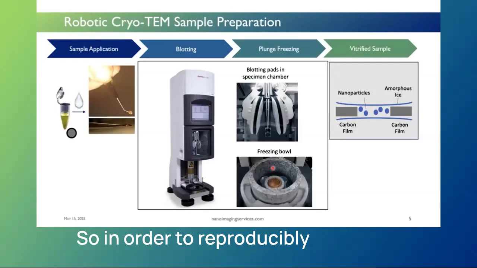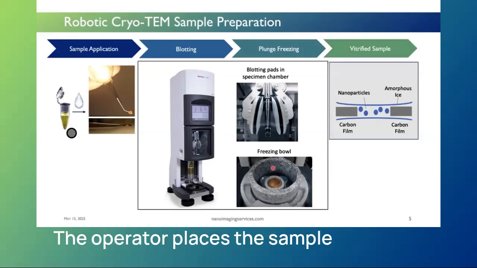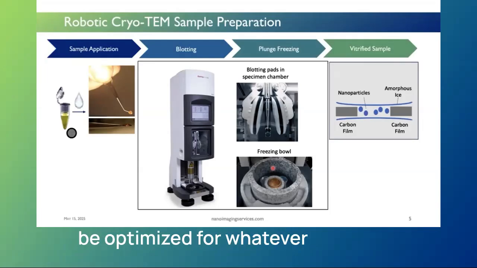In order to reproducibly perform this vitrification process, a robotic system handles most of the workflow. The operator places the sample on the grid, and then the robot performs the blotting and the freezing. The parameters for the workflow can then be optimized for whatever sample is being prepared.